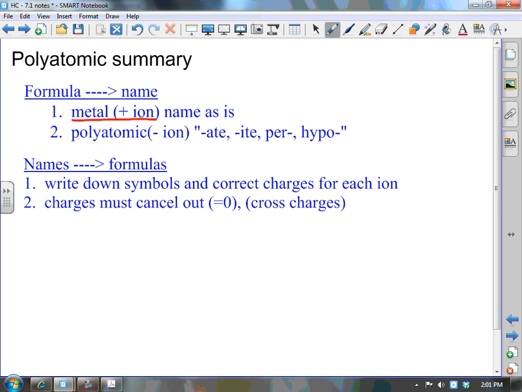Name the metal as is, and then name the polyatomic. Is it an ate, an ite, a hypo, or a per? So sodium sulfate, calcium chlorite, etc. Names to formulas: you write down the symbols and the correct charges for each ion. The charges must cancel out. Everything's got to equal 0. Cross charges and be done.